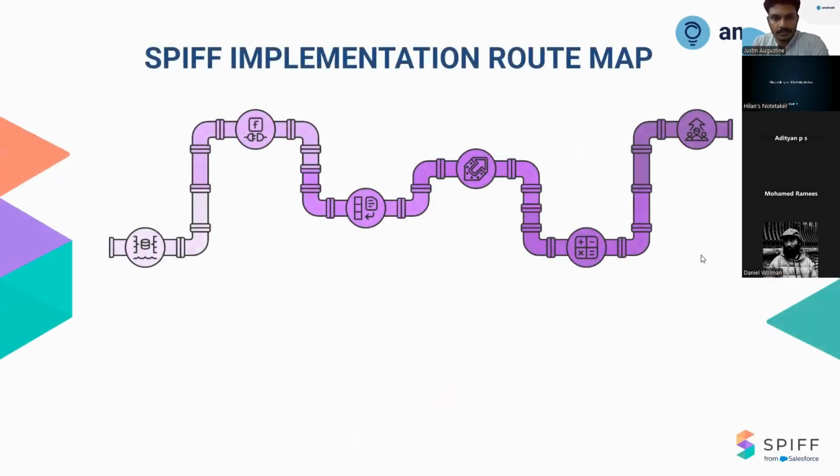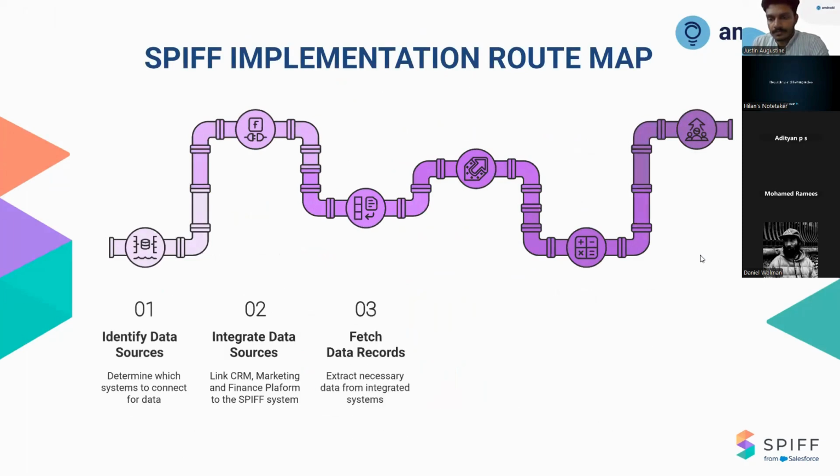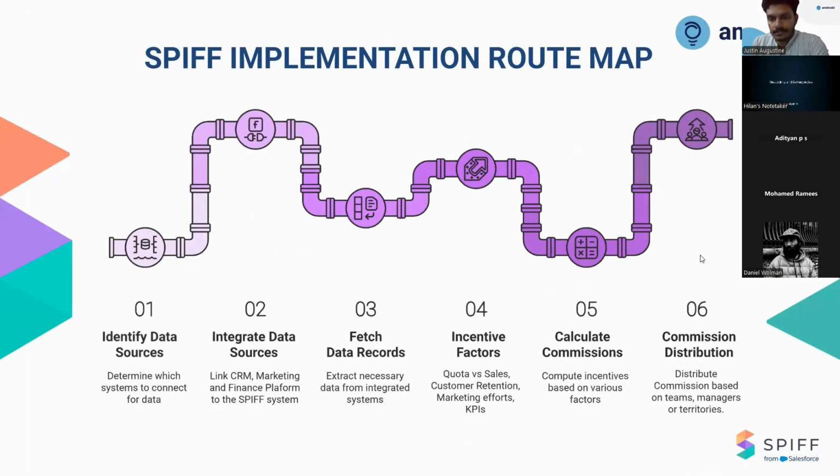Next comes the Spiff implementation roadmap. These are six steps on how Spiff is implemented. First is to identify the data sources. The data will be scattered across different CRMs or platforms, like Salesforce, and obviously another platform like Business Central or whatever. So we have to identify the data sources and determine which system to connect to for the data.